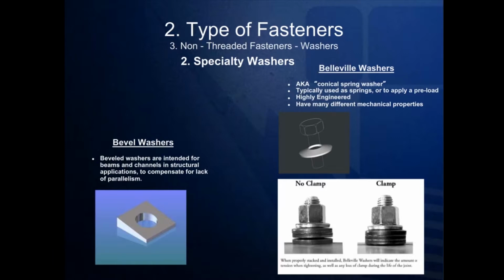Belleville washers can come in a wide variety of shapes, materials, and load strengths. As seen in the picture on the bottom right, when properly stacked and installed, Belleville washers will indicate to the operator the amount of tension when tightening, as well as any loss of clamp force during the lifetime of this joint.